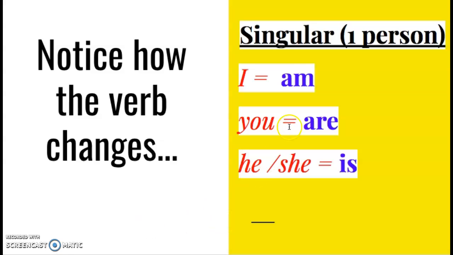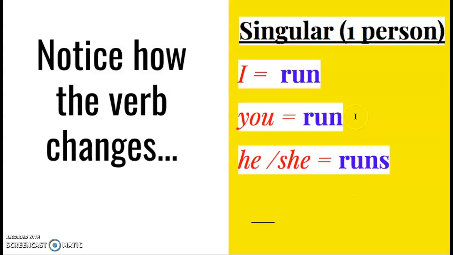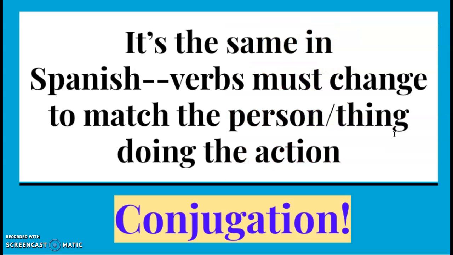So notice how the verb changes here. I am, you are, he or she is. Okay, each of these are different verbs in Spanish. Or in English, excuse me. And then again, I run, you run, she runs. Notice how it changes. So we do the exact same thing in Spanish. Verbs have to change to match the person that's doing the action. This is what's called conjugation.